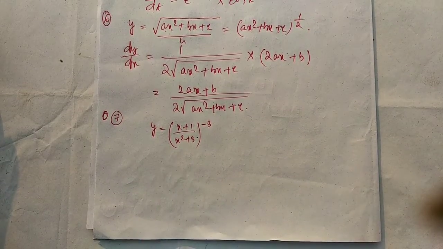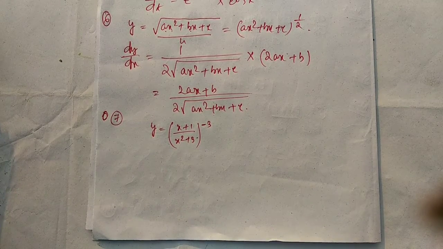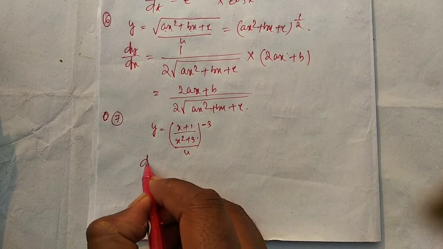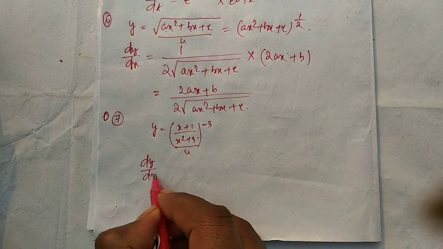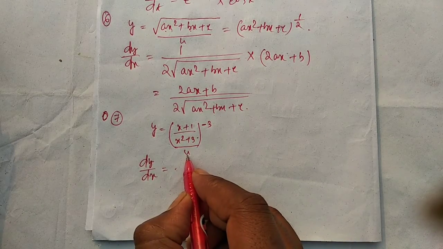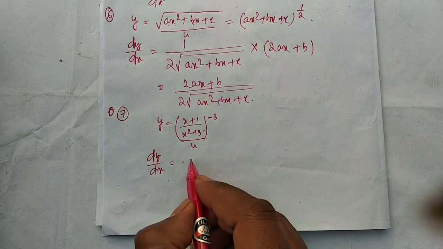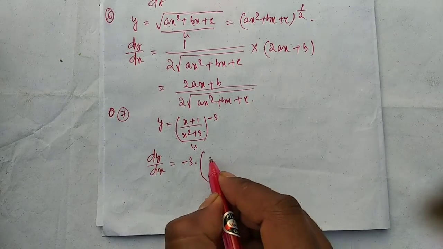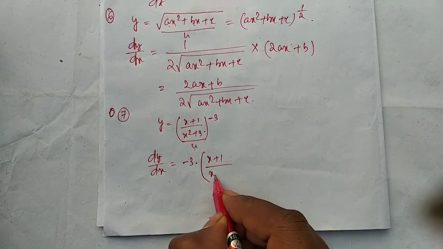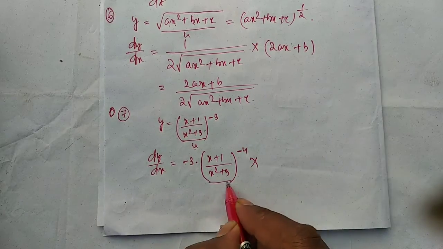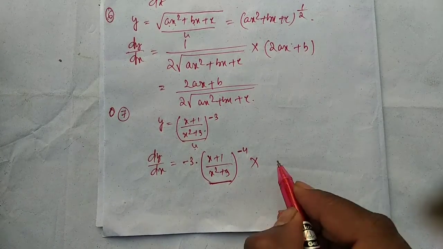Here y is equal to x plus 1 by x square plus 3, to the power minus 3. Okay, just take this one as u. So apply the chain rule. Dy by dx will be the derivative of this one; let's say this will be u to the power minus 3. So that derivative will be minus 3 into u to the power minus 4. That is, replacing u, x plus 1 by x square plus 3 to the power minus 4, into the derivative of this fraction.